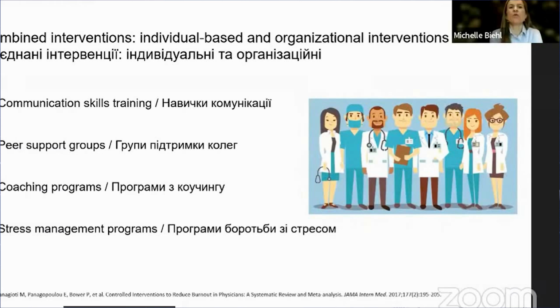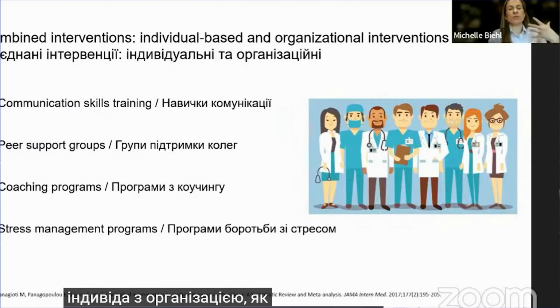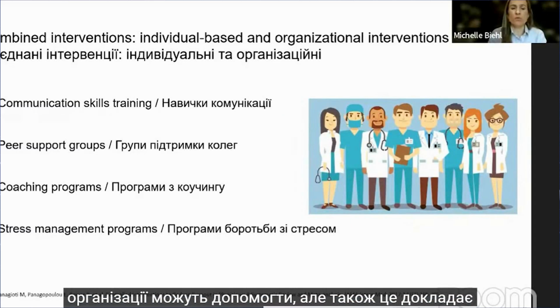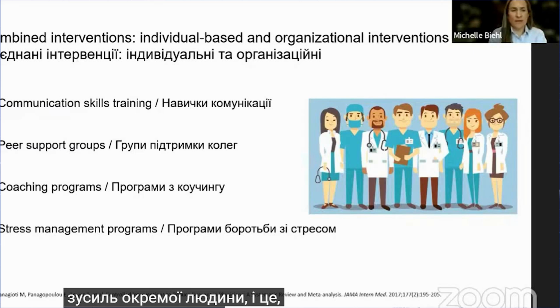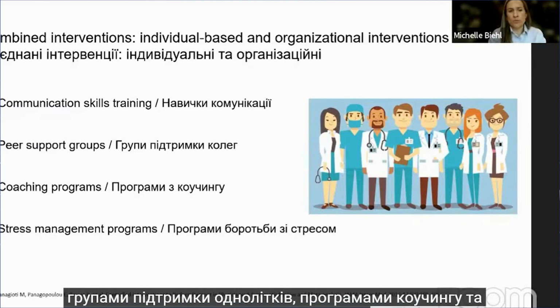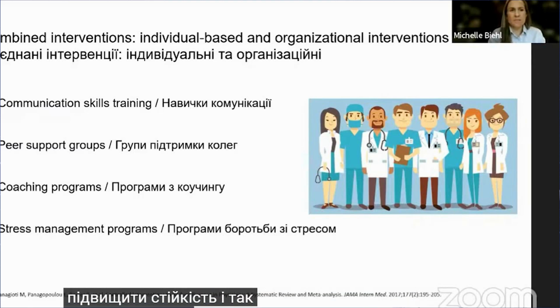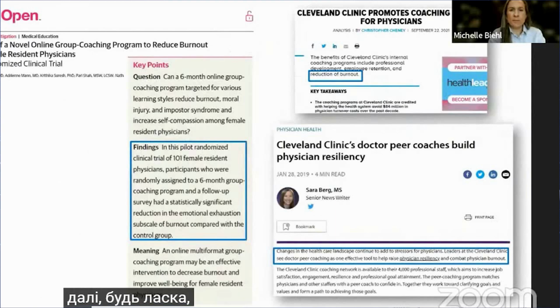And then here are some of the combined interventions that combine the individual with the organization, how organizations can help, but also that have the effort of an individual. And those are, as mentioned already a couple before, communication skills training, peer support groups, coaching programs, and some other programs to manage stress, increase resilience, and so forth. Next, please. And I'm going to mention here a couple of studies that have been done.